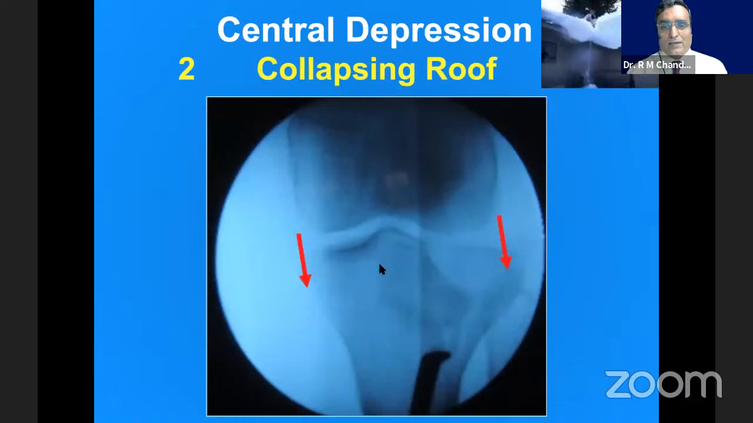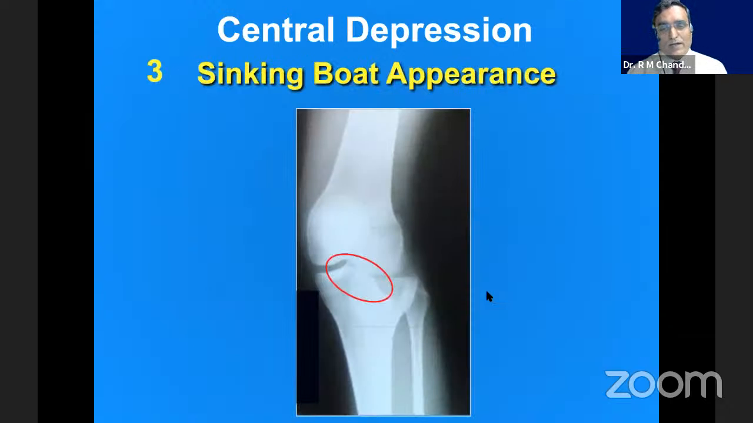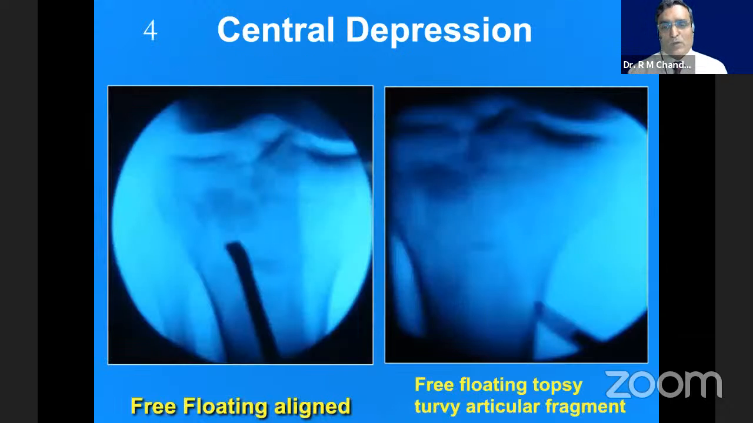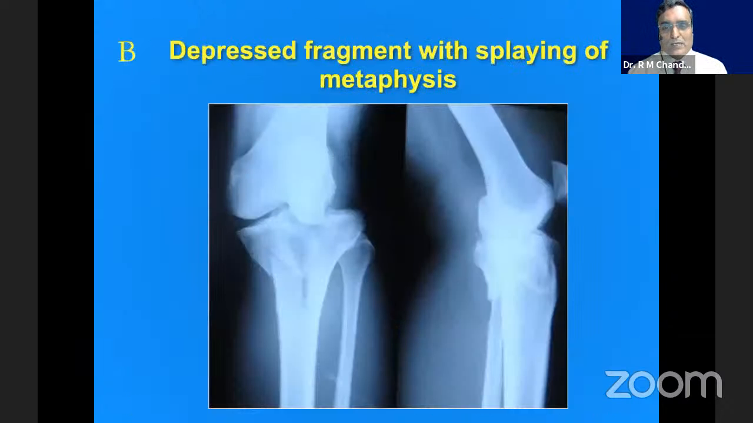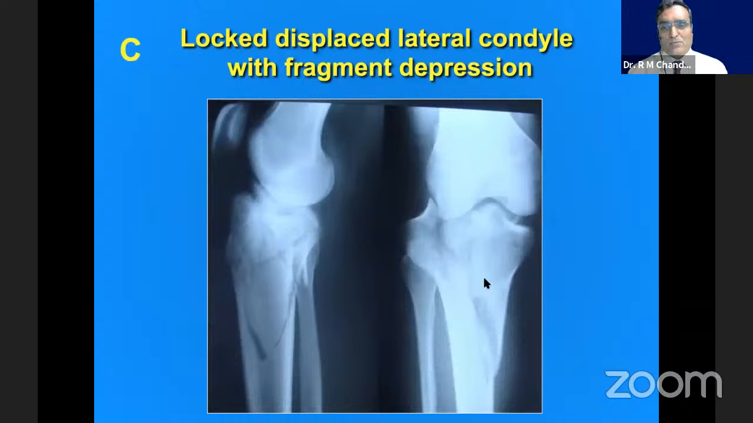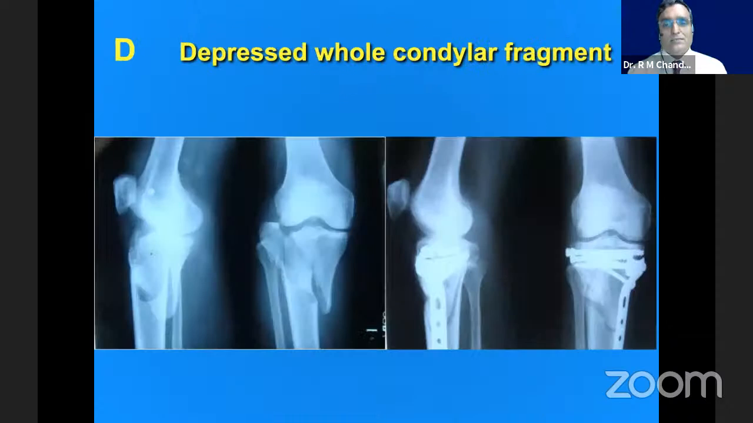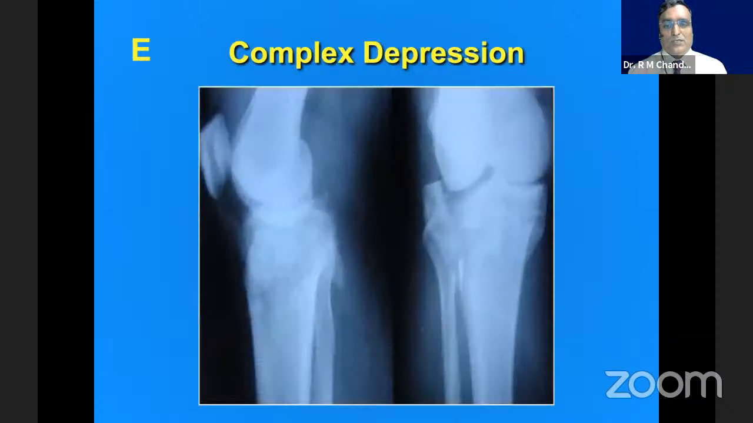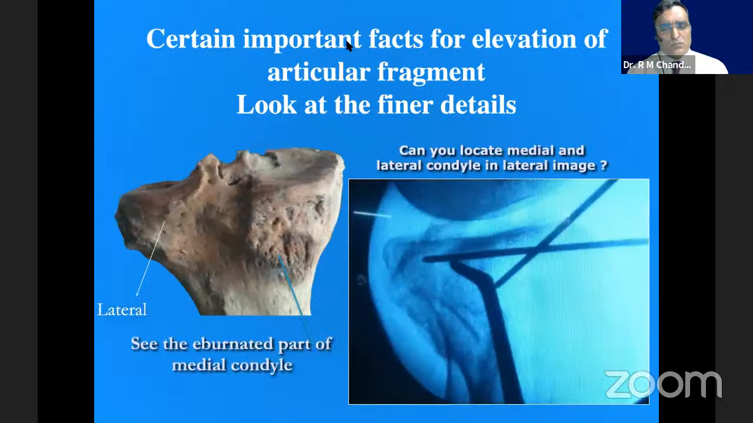And these are the various images, like a collapsing roof. You will find various patterns which keep on happening in the articular surfaces, and many times we have a complex depression. So our aim is to get the articular surface back into position. And this one picture I like to emphasize quite often.